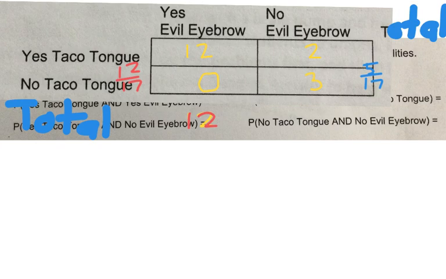What's the probability the person chosen at random says yes to the evil eyebrow and no to the taco tongue? 0. Yes to evil eyebrow, no to the taco tongue. That is 0 that are in that column. So that would be 0 out of 17, which we can just write as 0. There's a 0% chance. And then the last one, the probability they said no to the taco tongue and no to the evil eyebrow. 3 out of 17. Right, no to the taco tongue and no to the evil eyebrow. That's what those mean.